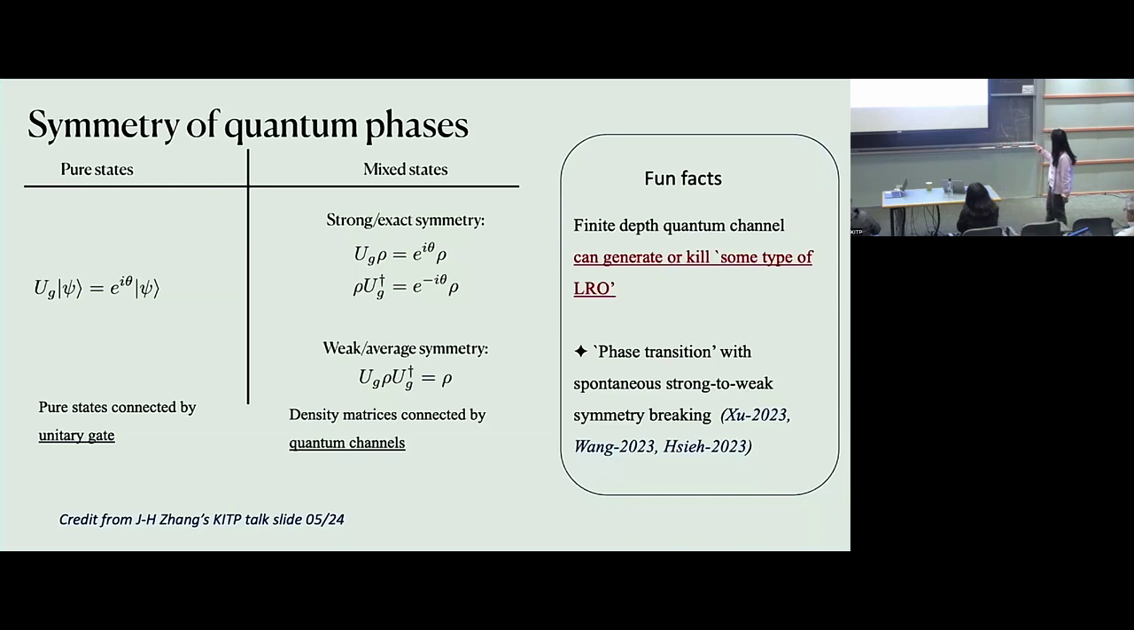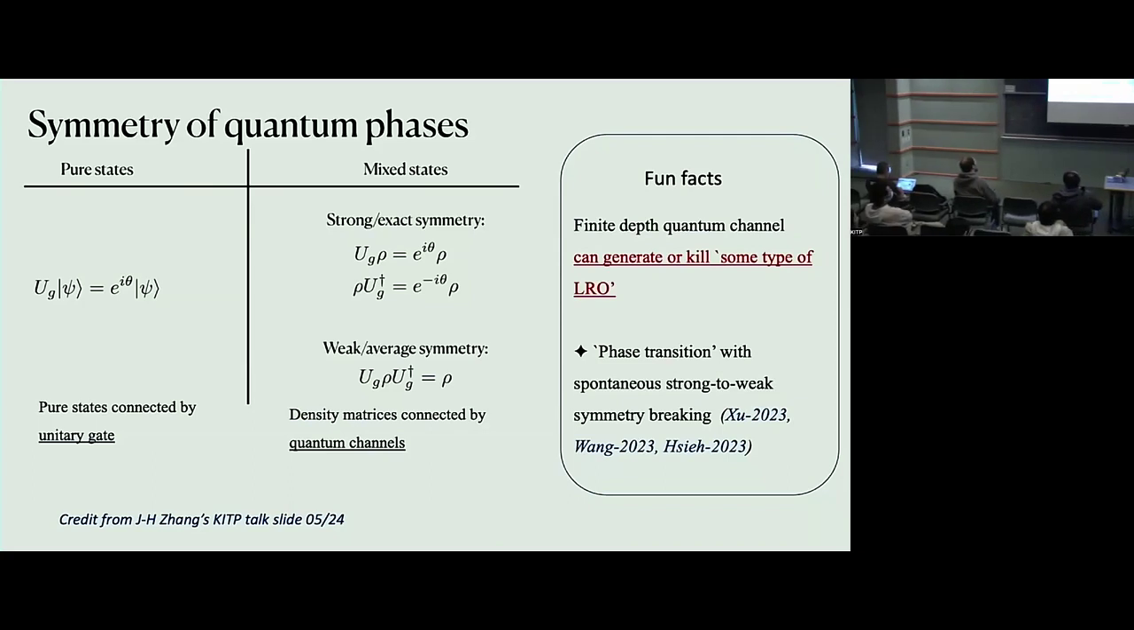A typical example was explored by Xu and Wang, who figured out there is a one-depth quantum channel that can trigger a spontaneous strong to weak symmetry breaking in a 1D quantum spin chain. Finite depth quantum channel. What is the definition of finite depth? Yeah, so let me give you an example.